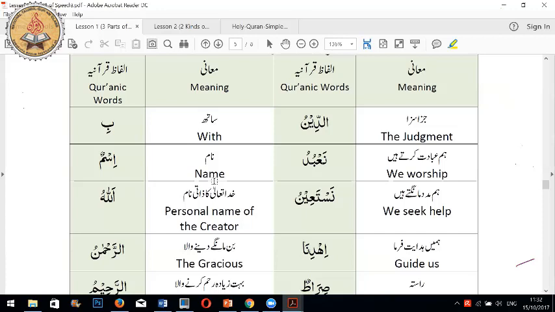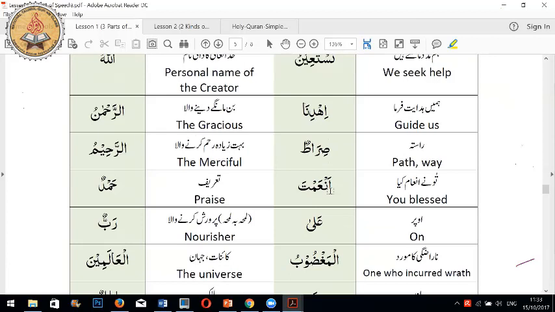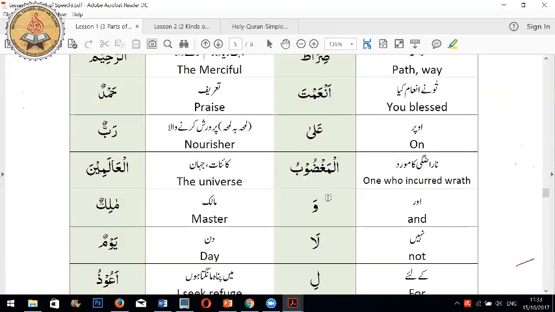We worship, we worshipped, we will worship. Yes, there is a concept of time, and I cannot classify it as a particle or noun on the basis of the information given in this lesson. A concept of time demands that I put it in the column of verb, fi'l. It is not a harf, not an ism. Similarly, nasta'inu, we seek help; Ar-Rahman, the gracious; ihdina, guide us. So you continue with all this sheet.